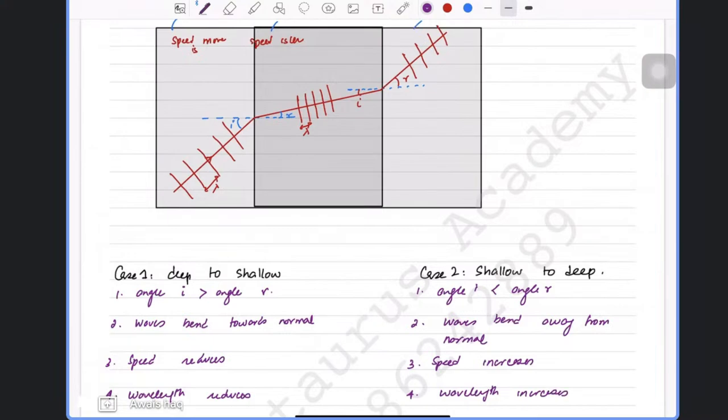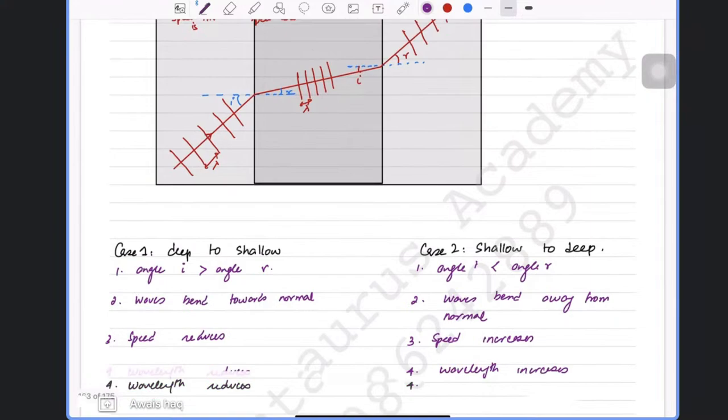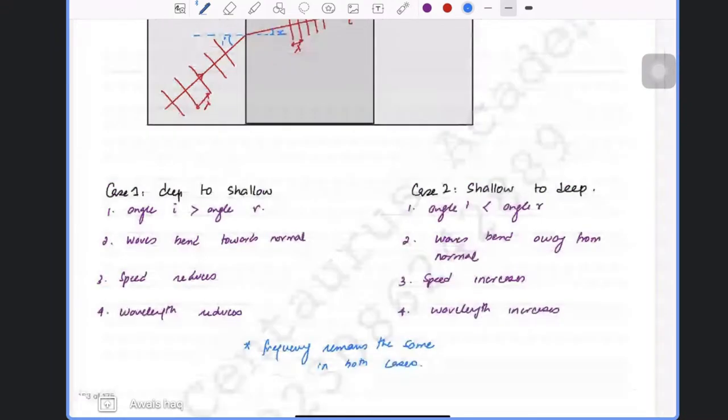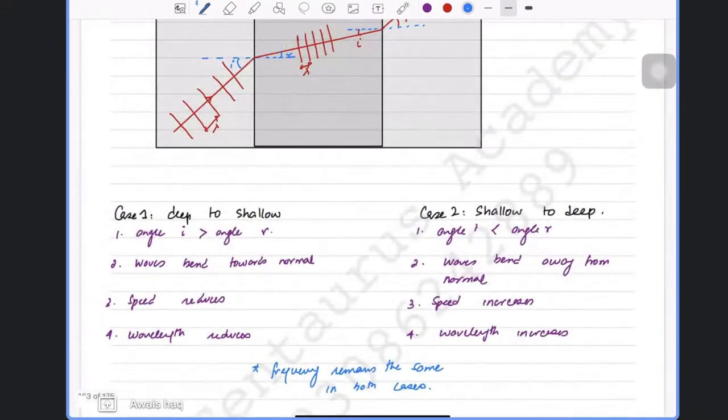But the thing you guys need to remember is that obviously, like Amal said, that frequency remains the same in both cases. It doesn't change at all. Is it clear, everyone? Okay, very good, very good. All right.